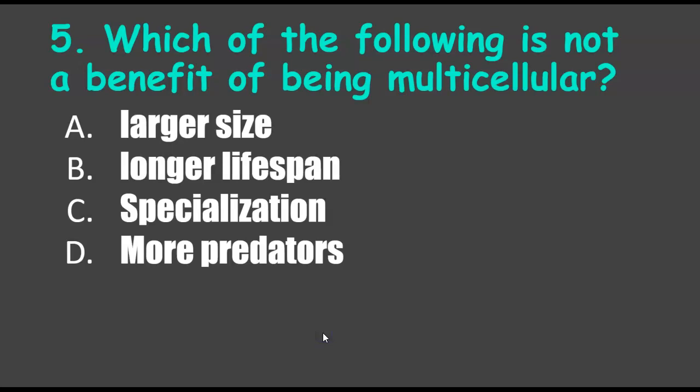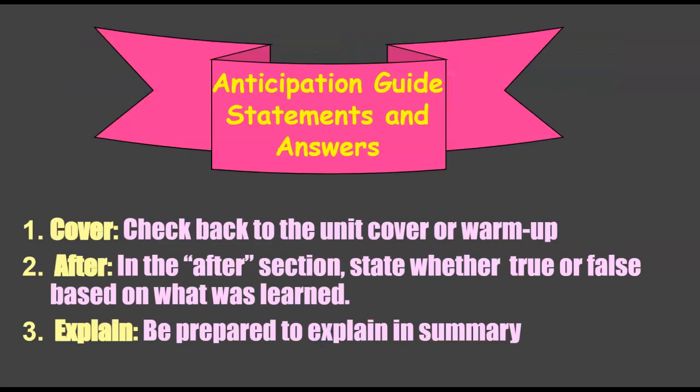Which of the following is not a benefit of being multicellular? So this is not. Is it larger size, longer lifespan, specialization, or more predators? This one is going to be more predators. Because you're multicellular, you're larger in size, which means you have less predators. All right, let's go to the anticipation guide.